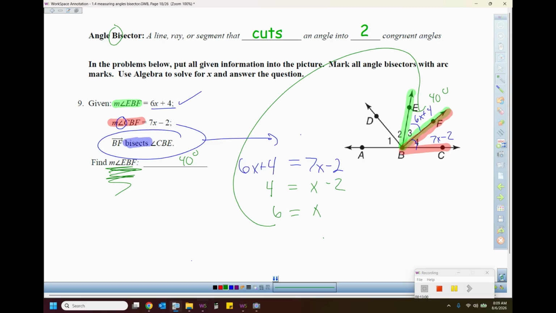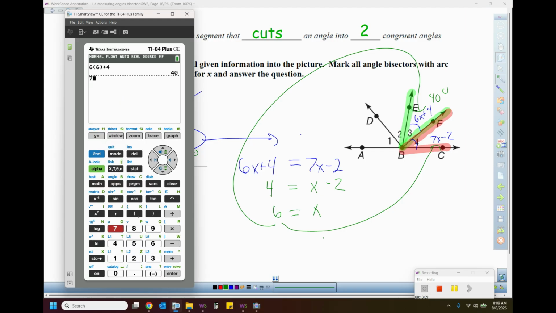And just for a little check, if we put 6 in here, we better get 40 degrees back because aren't those two supposed to be equal? So 7 times 6 minus 2 in that case, and bada boom, we got 40. So we did our algebra right in that case because those two were supposed to be equal.